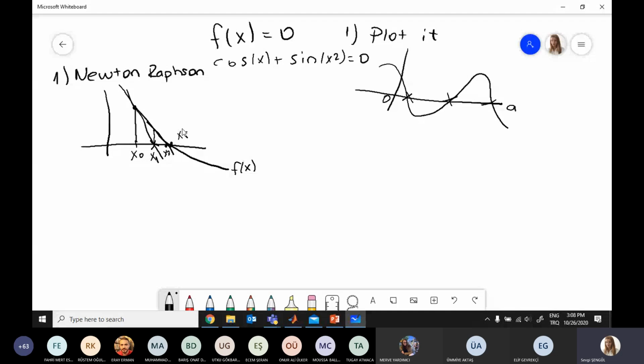By following these linear lines, you can reach the xr. This was Newton-Raphson. And we said that the iteration for Newton-Raphson was x_(i+1) equals x_i minus f of x_i over the derivative of f of x_i. You remember that, right? And I already provided you the MATLAB code for that one.